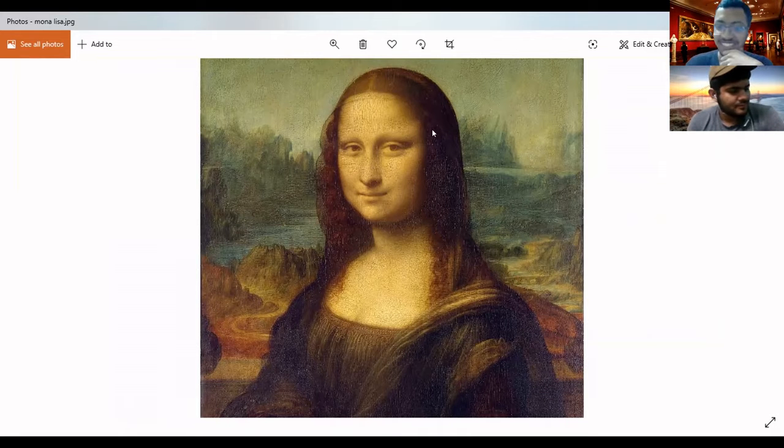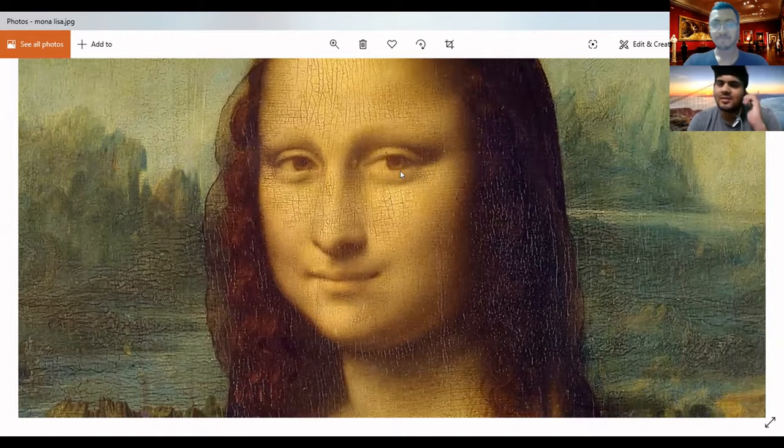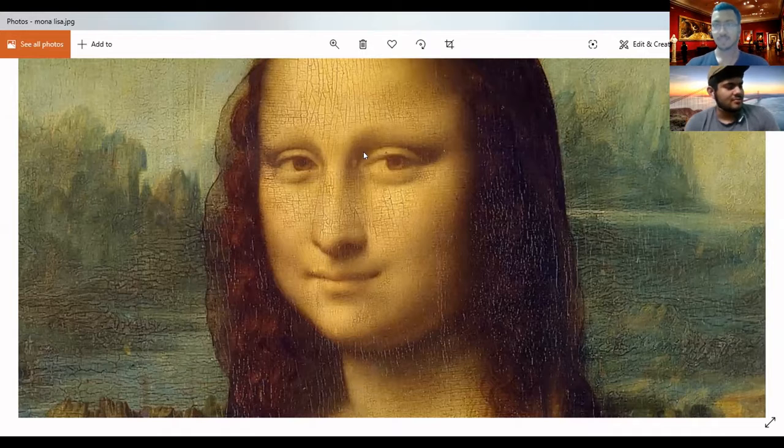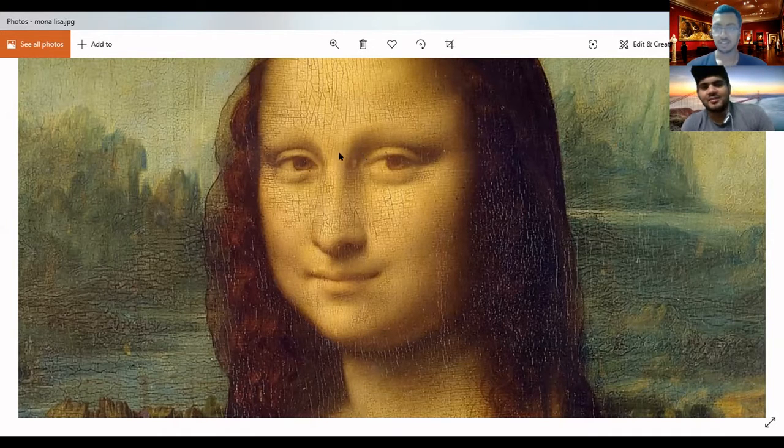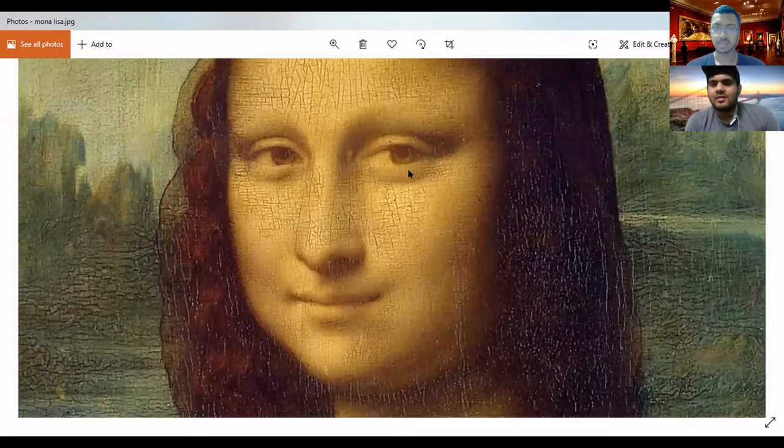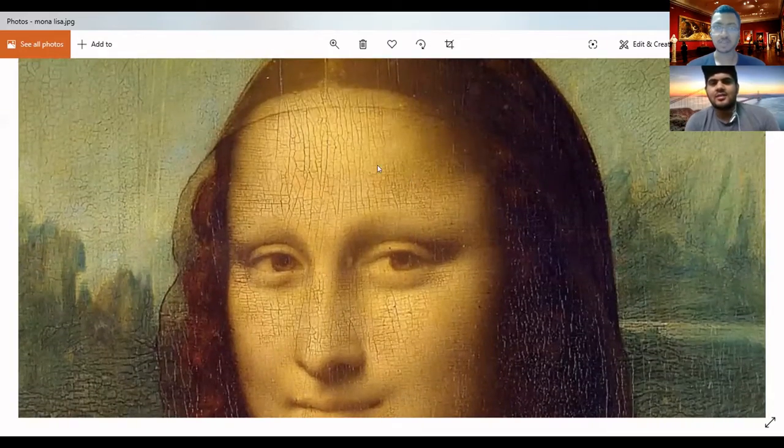One of the things about, what was her name, Lisa Gherardini, is that she does not have any eyebrows. You can see that. Actually, this was one of the traditions at that time in France, that women did not keep eyebrows.